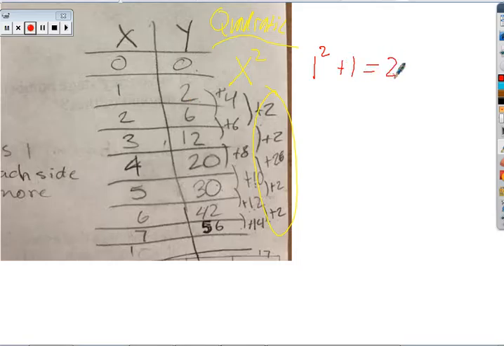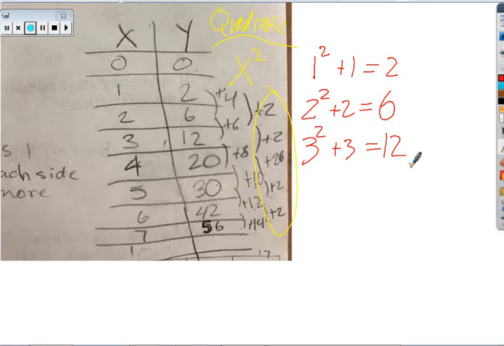Okay, let's try another one. Let's square this 2, because we know we're going to have to square x at some point. 2 squared is 4, so what do I have to add to 4 to get 6? I would add 2. What about this one? I'm going to square my 3, because again, we know this thing's quadratic. 3 squared is 9. So what would I add to 9 to get 12? I'm going to add 3.